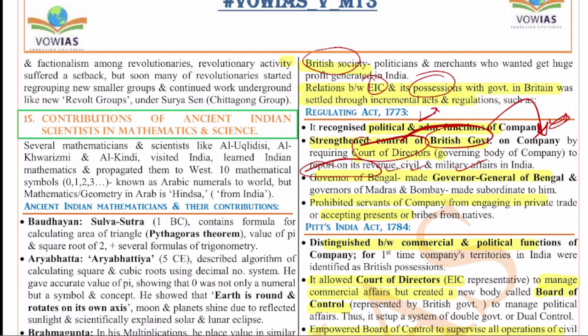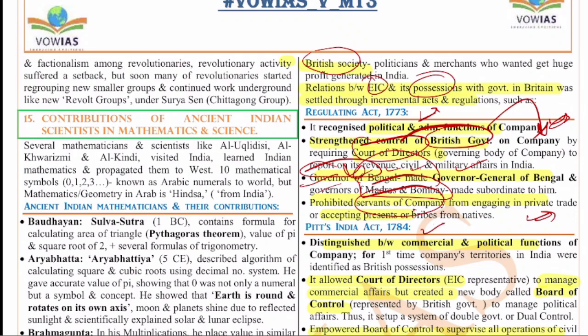This governor of Bengal is a critical person. He was made the Governor General of Bengal, and the governors of Madras and Bombay were placed under the Governor General of Bengal. So this Governor General of Bengal would be the head of all the three provinces, and the other provinces were subordinate to him. It also prohibited servants of the company from engaging in private trade. So the company workers could not engage in private trade. This was done to avoid conflict of interest.